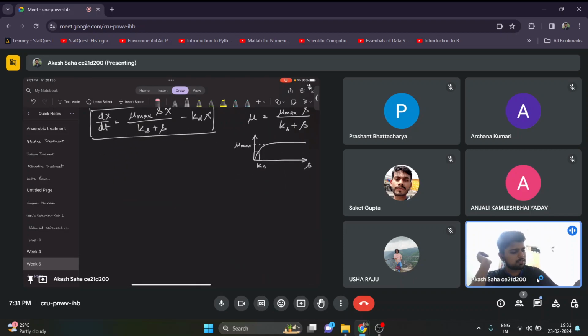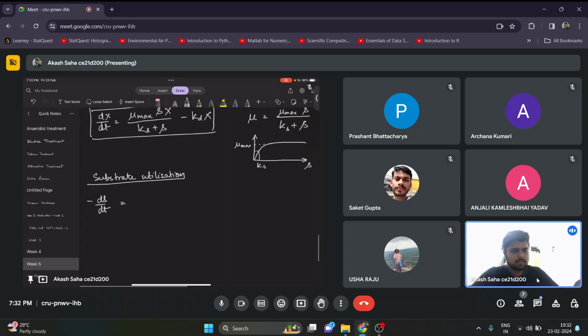Now, after biomass growth, we have to also find out the substrate utilization. So substrate utilization means that we use that term ds by dt. So this is my substrate utilization. Now I will directly find it in terms of minus, because that is getting removed or used up. So it will be negative, so minus ds by dt.